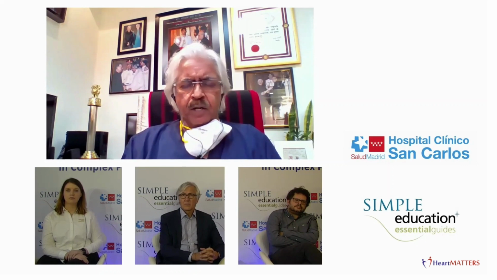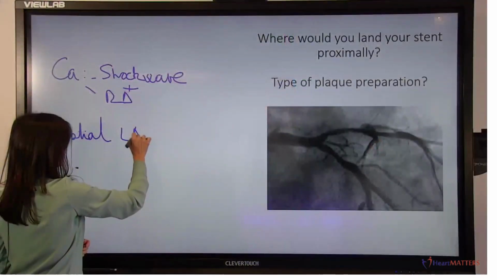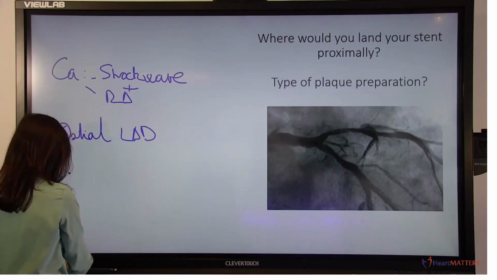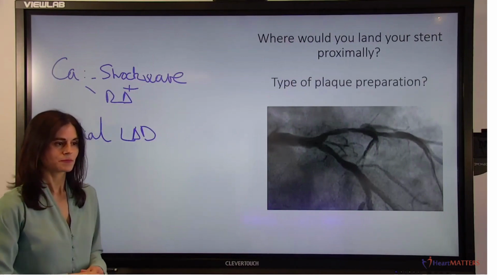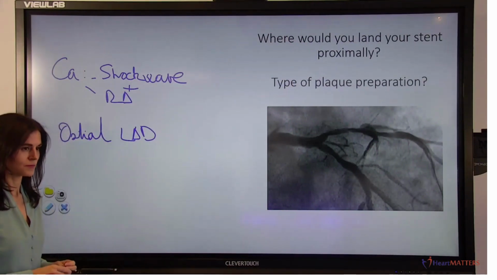So I'd probably just burr across the ostia into the LAD, and then use lithotripsy for the tightest point of the lesion, and then implant a stent after I've done imaging prior to implantation of the stent. So that would be my philosophy.